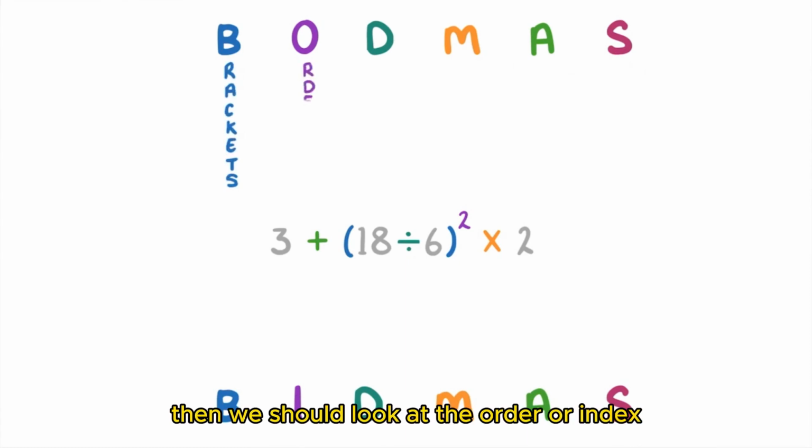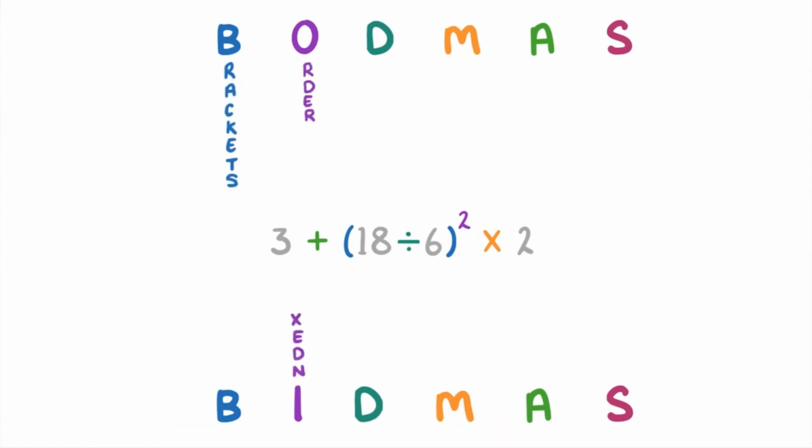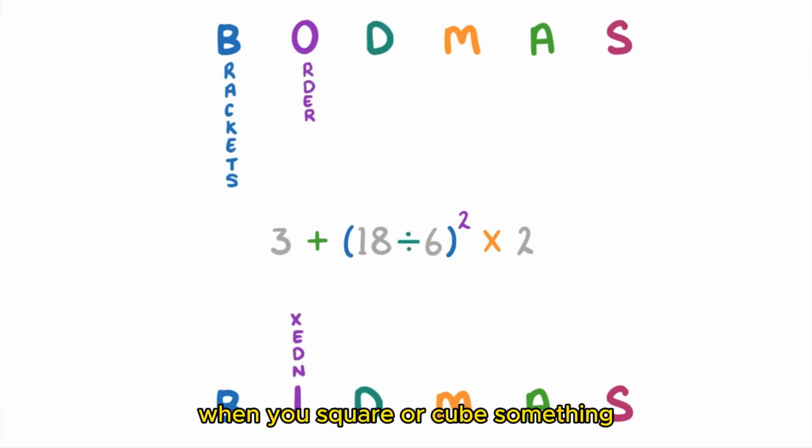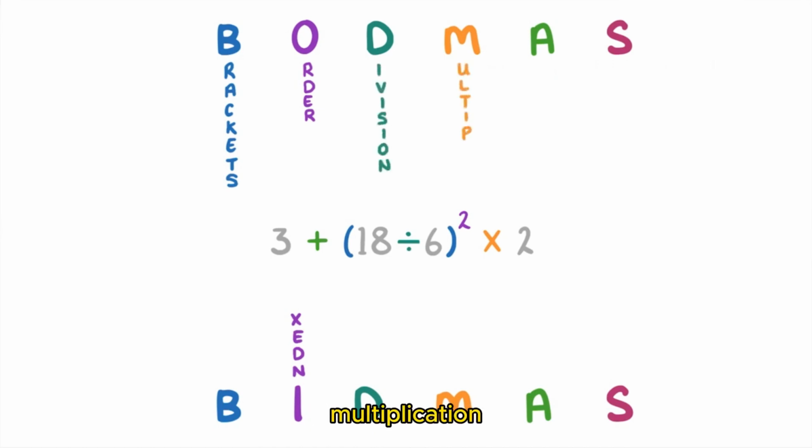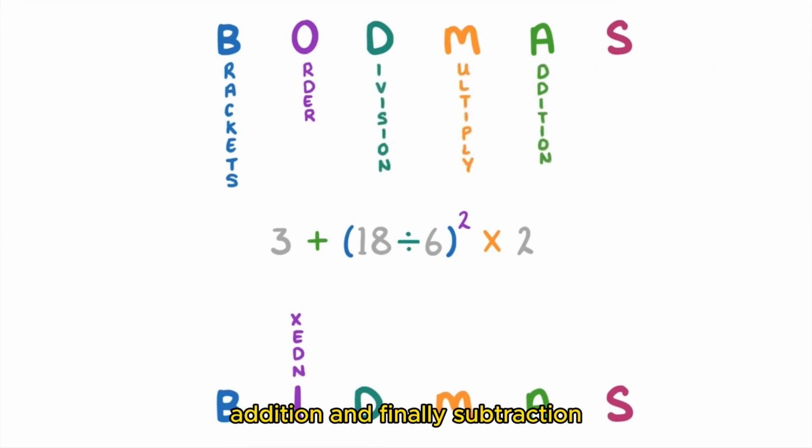Then we should look at the order or index, which is the little raised number when you square or cube something, and is often called the power. Then any division, multiplication, addition, and finally subtraction.